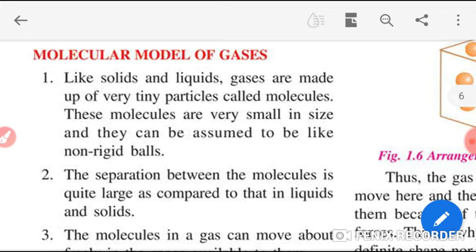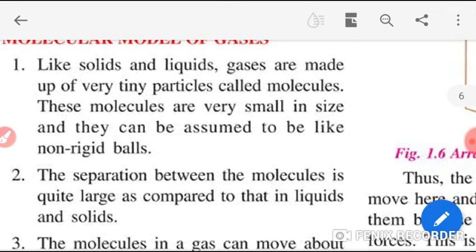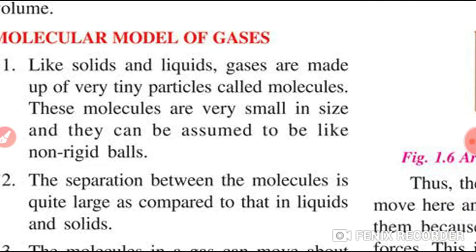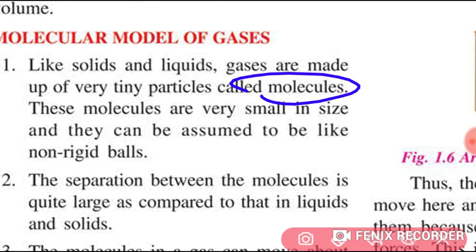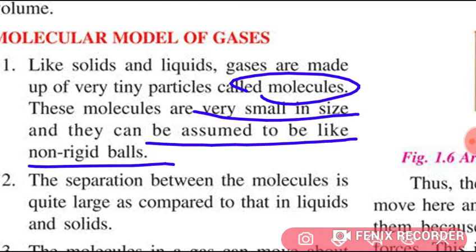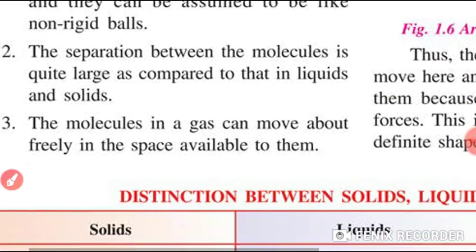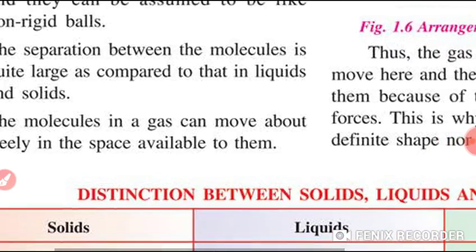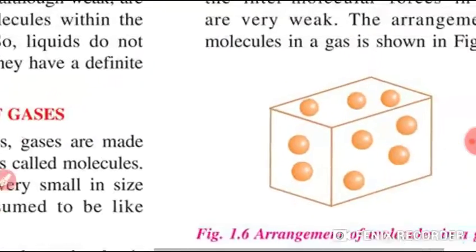Okay, now again we will start with our first chapter, with the topic Molecular Model of Gases. Students, like solids and liquids, gases are made up of very tiny particles. What are those tiny particles called? Molecules. These molecules are very small in size and are assumed to be like non-rigid balls. The separation between the molecules is quite large compared to that in solids and liquids. The molecules in a gas can move about freely in the space available to them.